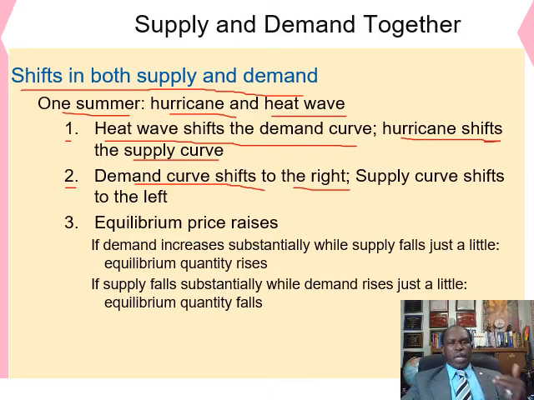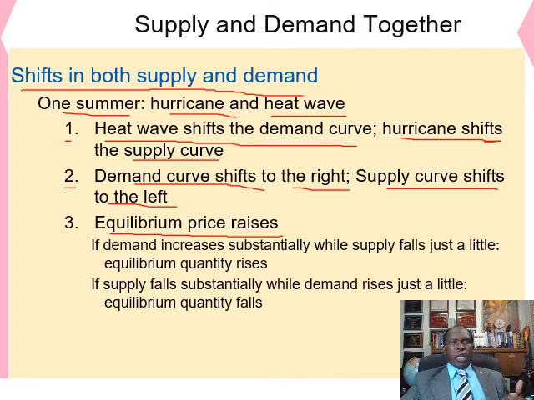With the hurricane, the supply curve will decrease and shift to the left because the hurricane destroyed part of the production of sugar cane. So the cost of production is up. The supply curve will decrease and shift to the left. So this will raise the equilibrium price.